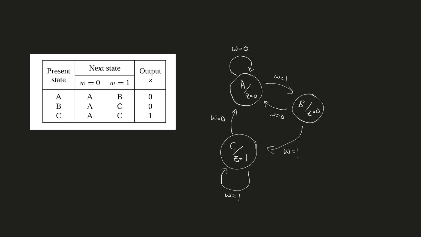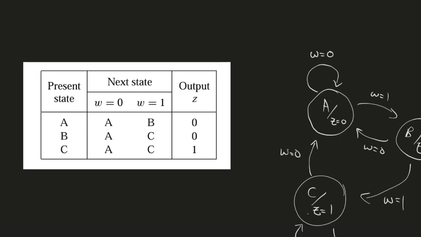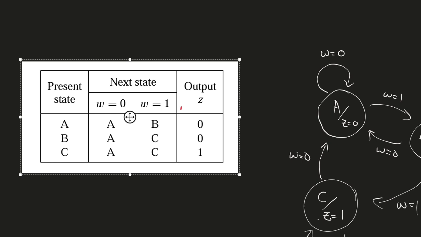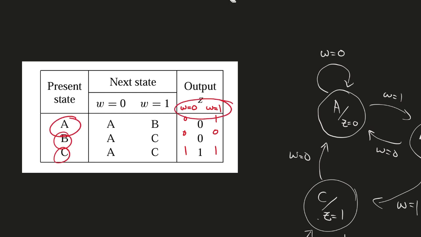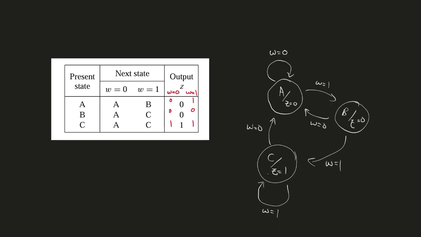So this is a Moore machine because the outputs are only dependent on the state we're currently sitting in. If, let's say, in the state table there was something like this, W equals 0, W equals 1, and then there were a few zeros here and ones or zeros here, then this would be a Mealy machine because the output depends on our state as well as what our input is. Okay, so W is pretty much supposed to be our input.